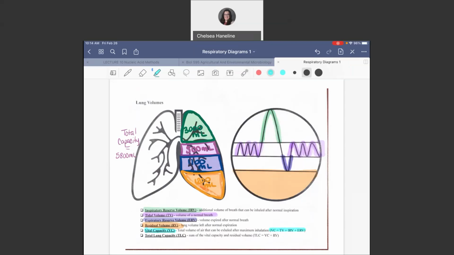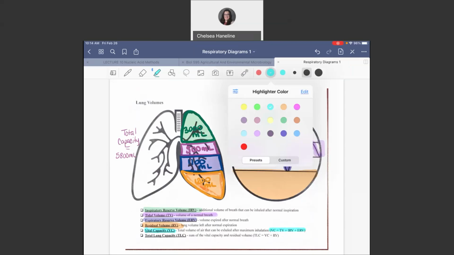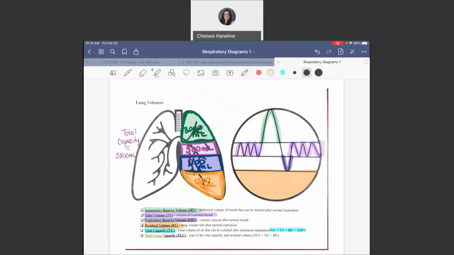Okay. And then the last one that we have is the total lung capacity. Your total lung capacity is like everything. It's the sum of vital capacity and residual volume. So your total lung capacity is this 5,800 right here. And that's always going to be about the same for every adult. It's an average. For males and females, there may be differences a little bit, but that's what your total lung capacity is. So your vital capacity is like what is usable air, whereas your total lung capacity is everything available within your lungs.